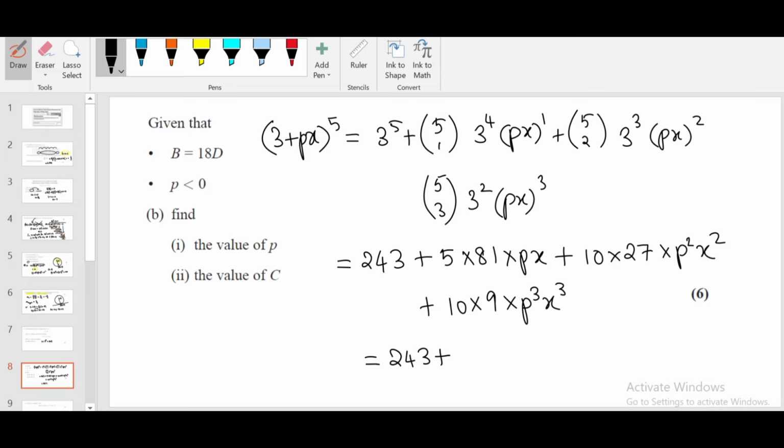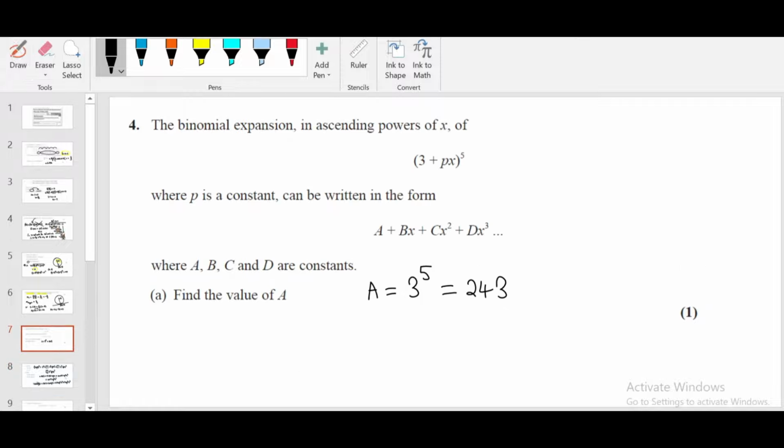243 plus 5/8 of 40, you'll have 405px, 270p²x², 90p³x³. That's all. We are done with the binomial expansion. We need to compare this binomial expansion with this to find a, b, c, d.